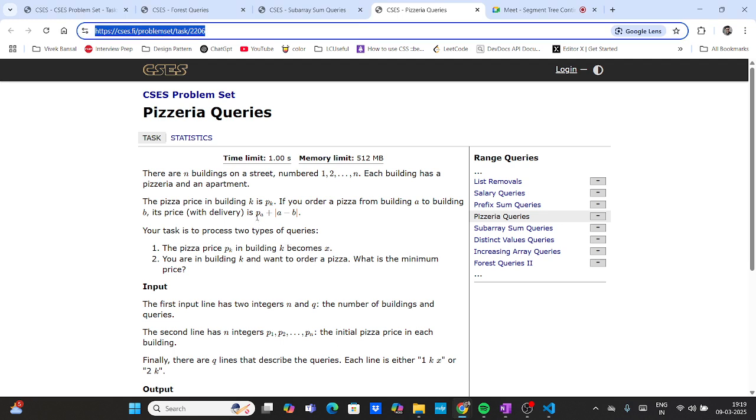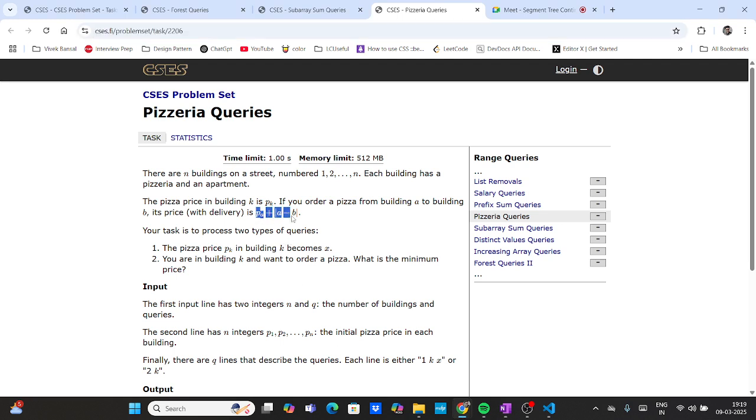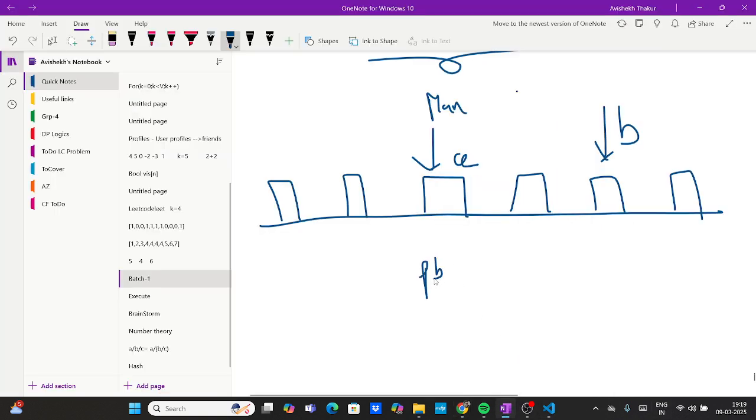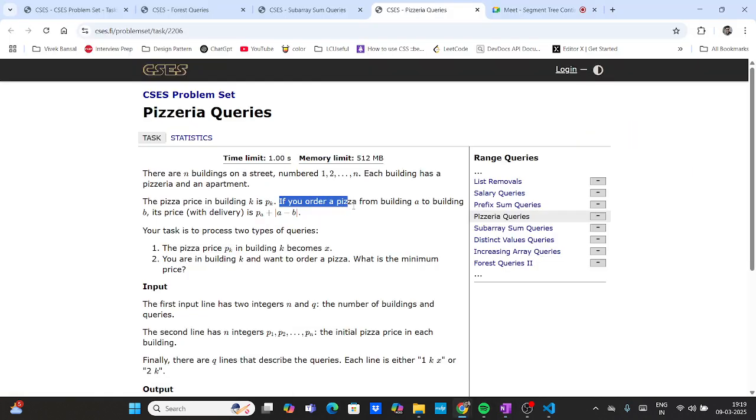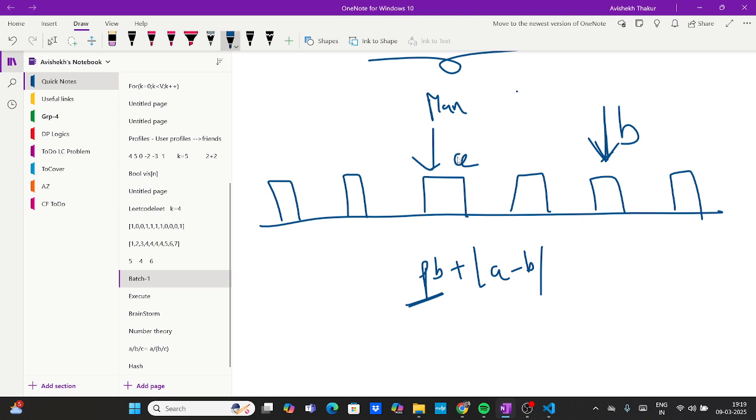And what's that cost? The cost is PA plus A minus B. So in our case, it is PB plus A minus B, meaning it depends on where you are asking from. If you order a pizza from building A to building B, that means... now is it fine? You are at building B ordering a pizza from building A, so the cost is PA, the pizza cost, plus the distance between them.